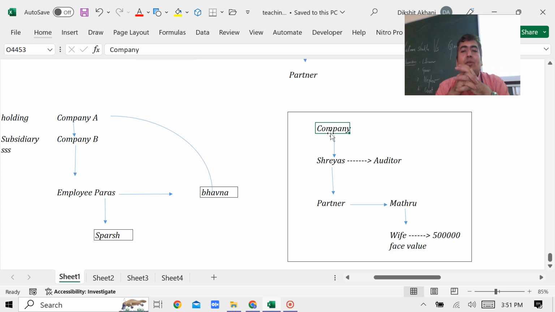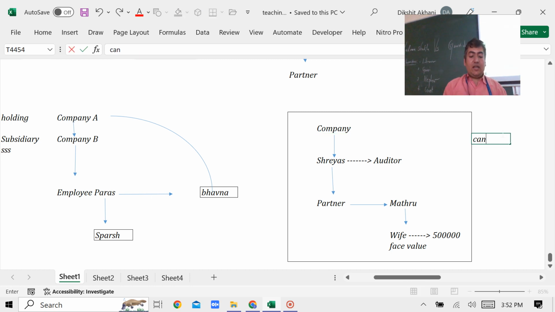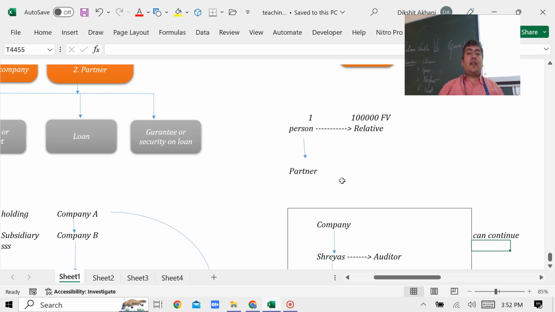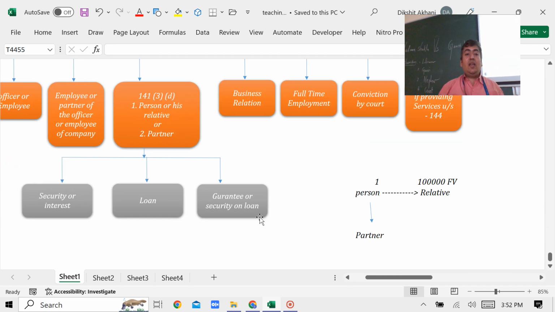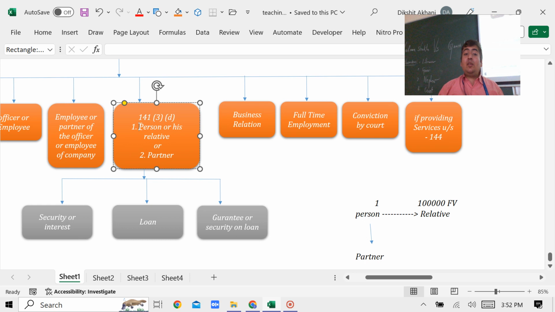Look at it now, the answer to this question is Shreyas. Come on guys, what should we answer? Definitely he can continue, that's the answer. Exactly, look at the language which I wrote here: that person or the person's relative or a partner. Partner's relative is not written.